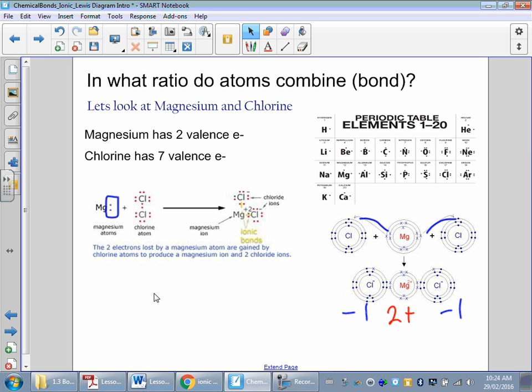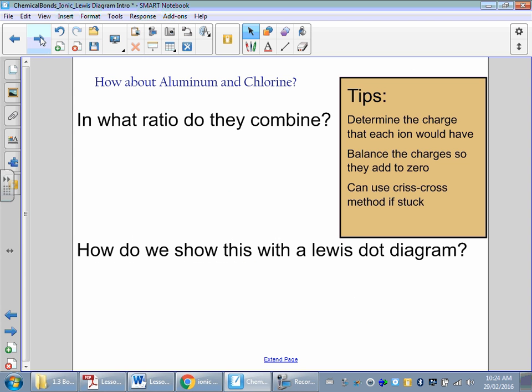So the two chlorines, 2 multiplied by -1, is -2. Then you add the 2 from the 2+, and you'll get 0. Those charges should balance out, and that's a good way of understanding the ratio of each atom and how they combine. Until you get more comfortable with it, it's always a good idea to draw out the Lewis or the Bohr-Rutherford diagram.